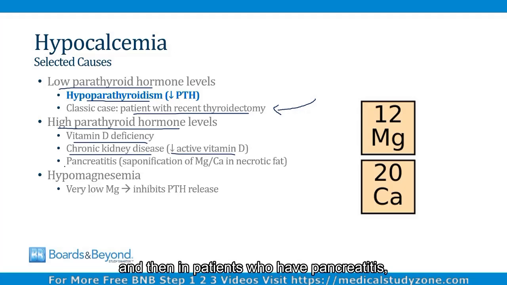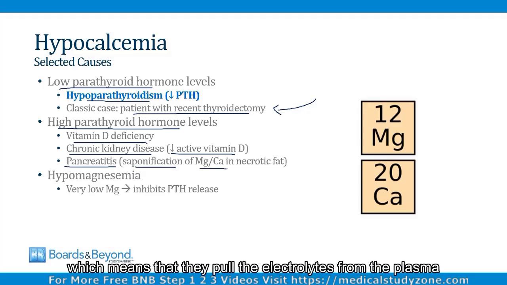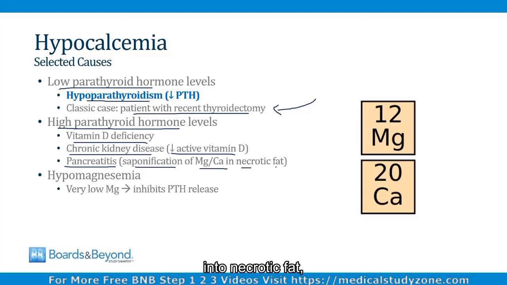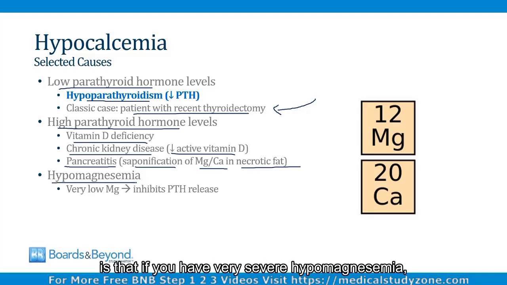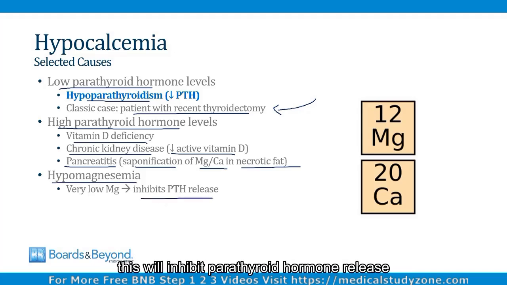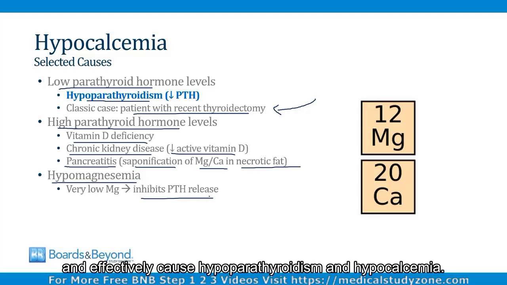And then in patients who have pancreatitis, these patients saponify magnesium and calcium, which means that they pull the electrolytes from the plasma into necrotic fat. So these patients will develop hypocalcemia. And then later in this video, we're going to talk about magnesium, but a very high yield thing to know is that if you have very severe hypomagnesemia, this will inhibit parathyroid hormone release and effectively cause hypoparathyroidism and hypocalcemia.